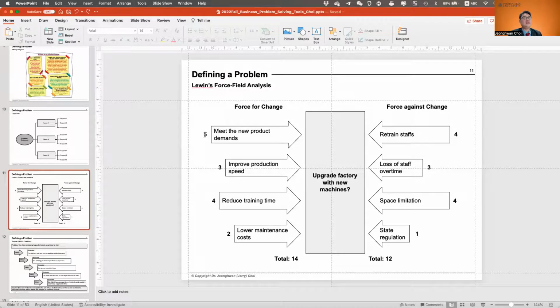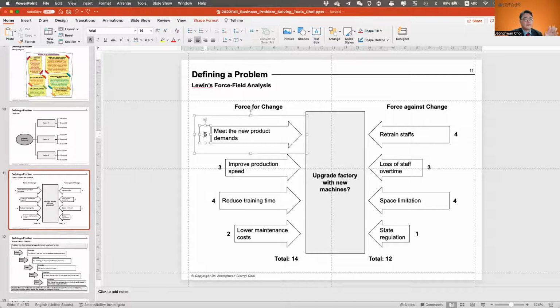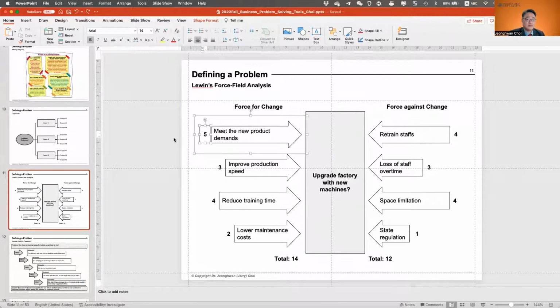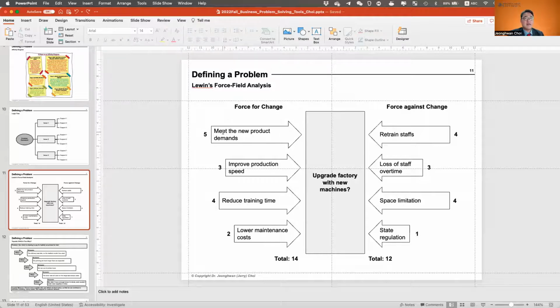Then give them a force level. For example, force for change. I should buy a robot because I want to meet the new product demand. Right now we need to produce more product, but it's not easy to meet the demand of the customers. So definitely I need to increase the production speed. Absolutely, this is very important. Give 1 to 5. 5, and then I need to meet the new product demand. 5 is important, and I want to improve the production speed.